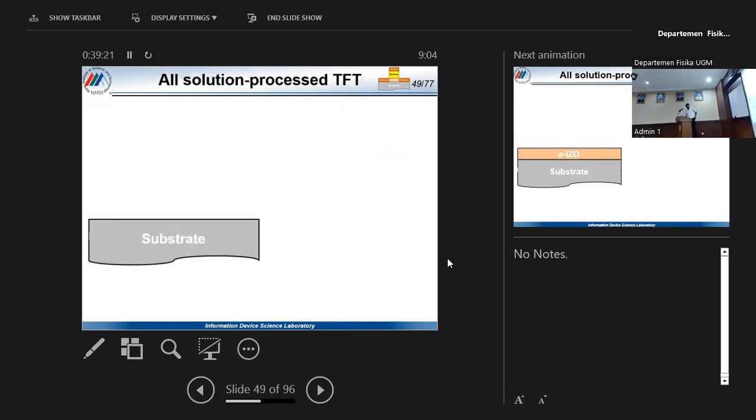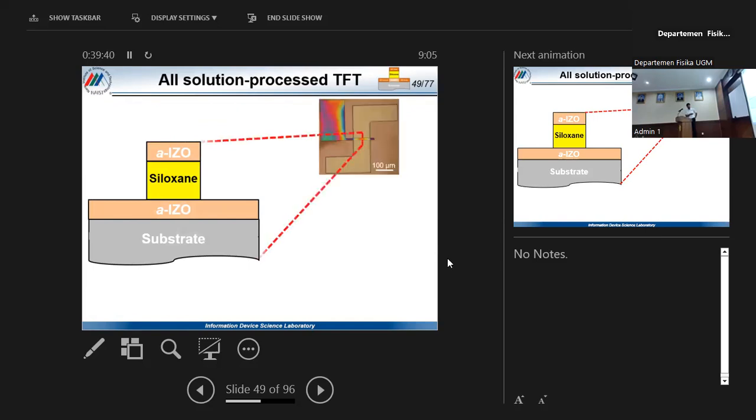So in our group, we developed this method, the all solution process TFT. We spin coat the oxide semiconductor. We use indium zinc oxide. We spin coat the siloxane, which is the gate insulator, and then another layer of the semiconductor. This is the top view of the device.